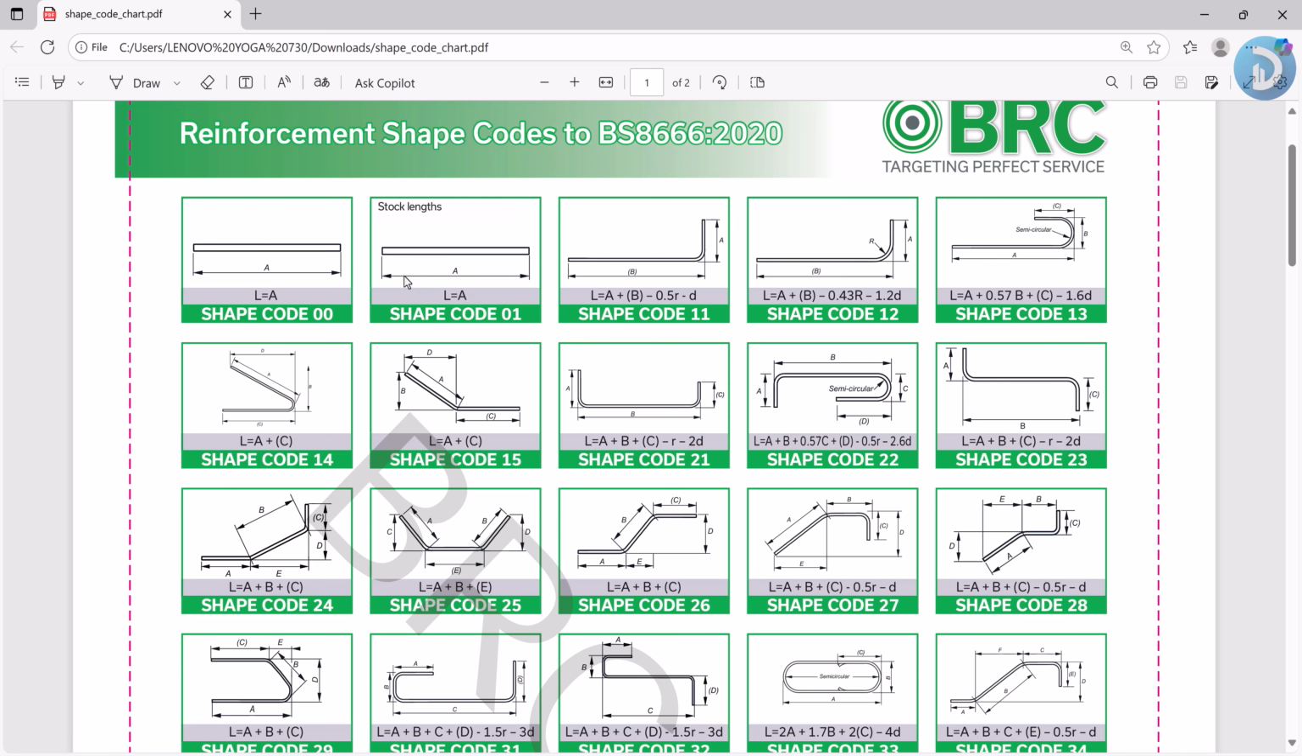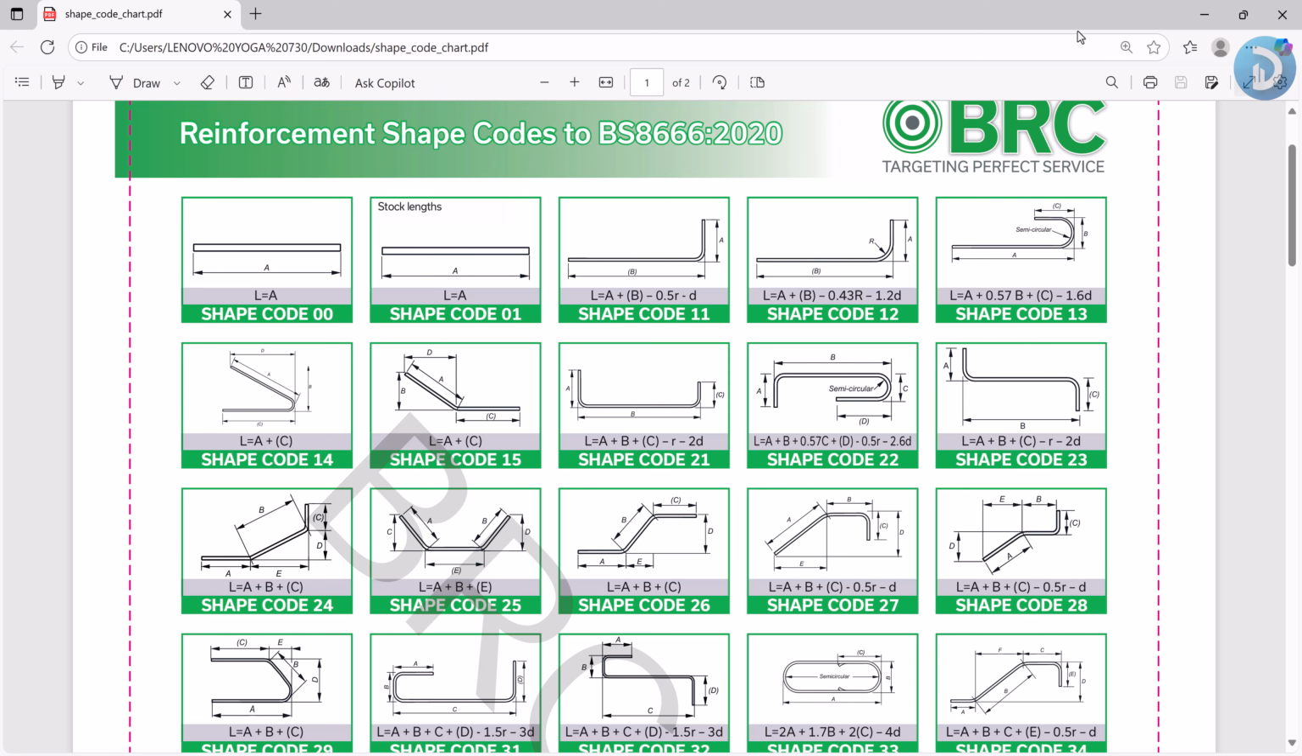If you have a straight reinforcement, we have this to be 00. If we have this type of reinforcement, this can be a column with a development length, we have the shape code as 11, we have this as 12, we have this as 13, right? So it all depends on the different ways the reinforcements in your beams or slabs are bent.